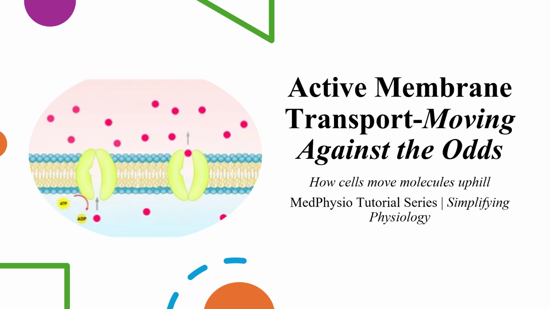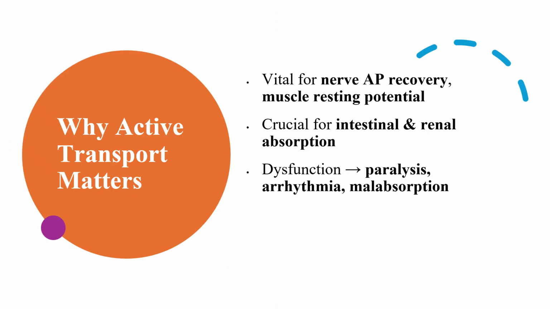Active membrane transport is the movement of substances across a cell membrane against their concentration or electrochemical gradient, meaning the cell pushes them uphill rather than allowing them to drift passively.